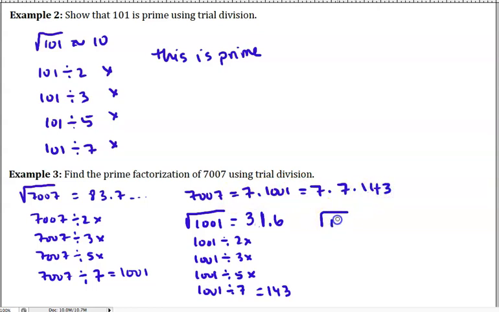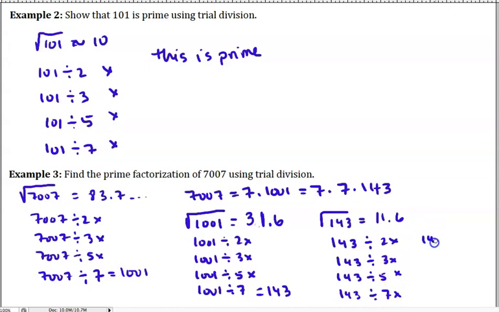Now let's take 143 and find the upper bound for that. The square root of it is approximately 11.9. So we do trial division. It doesn't divide by 2. It doesn't divide by 3. It doesn't divide by 5. 143 divided by 7? Nope. It doesn't divide by 7.